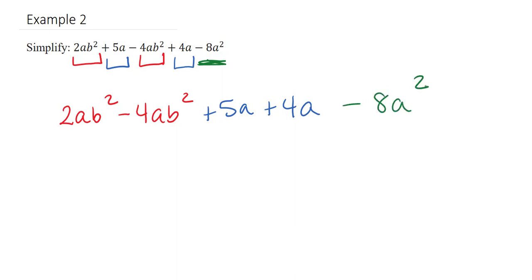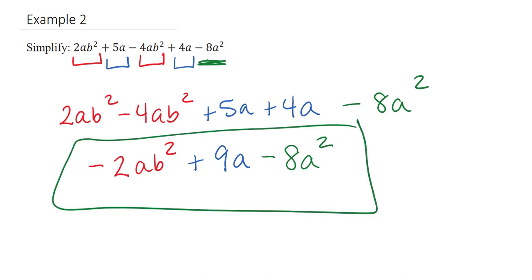Now we can combine what is exactly the same, in terms of the variable. The first one, 2ab squared minus 4ab squared, is 2 minus 4, which is just negative 2, and we'll keep the variables the same. Then we move on to 5a plus 4a, so we're just adding the numbers, so that's plus 9a. And there's nothing to combine with this a squared, so it's just minus 8a squared. And so this would be our whole solution.